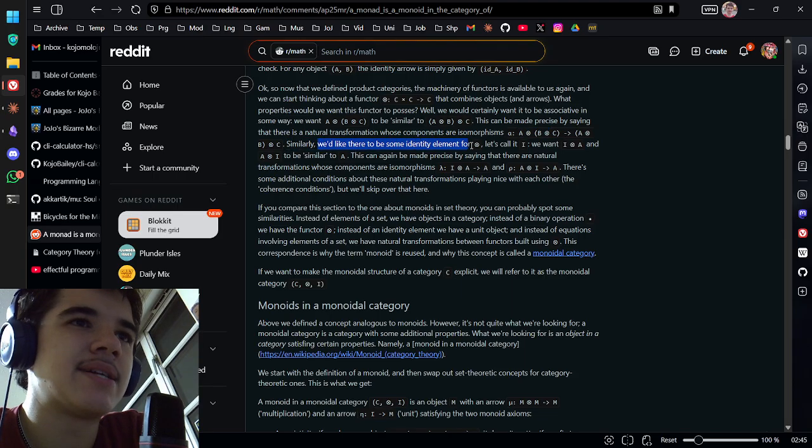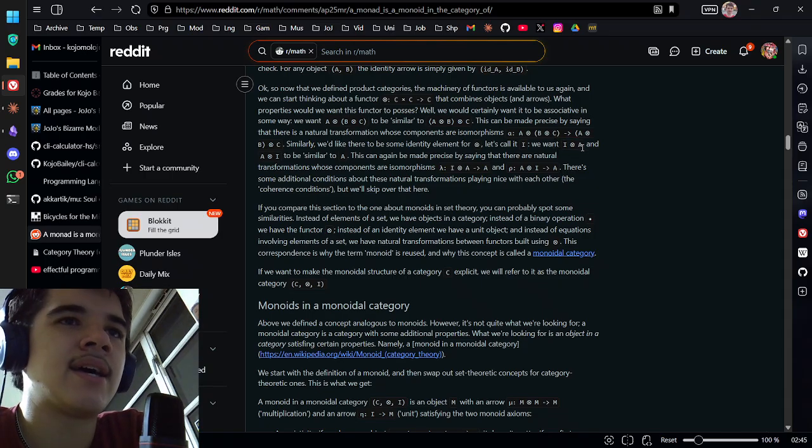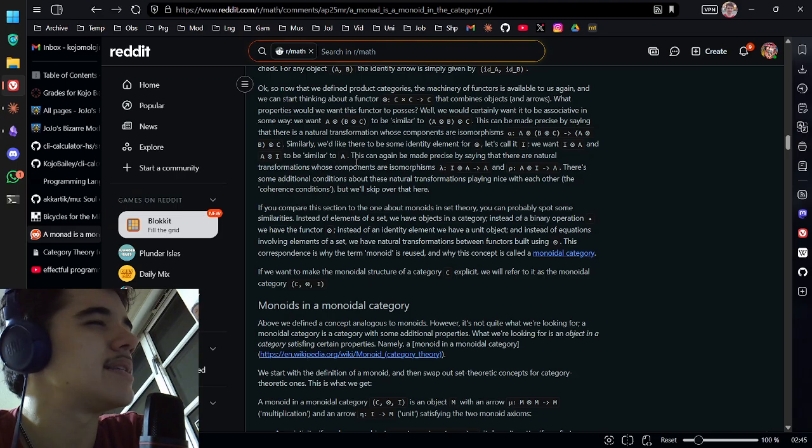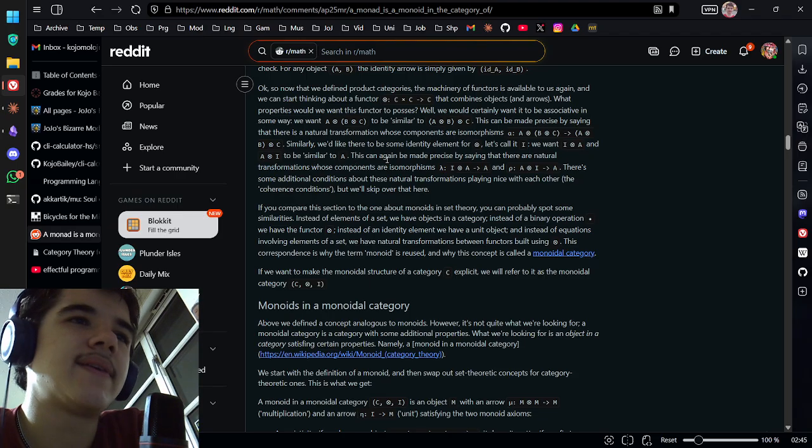Similarly, we'd like there to be some identity element for this. Let's call it I. Okay, I saw this in the diagram of monoids on Wikipedia, it had the I thing. We want I cross A and A cross I to be similar to A. But why similar, not equal? This can again be made precise by saying that there are natural transformations whose components are isomorphisms. So lambda, I cross A to A, and A cross I to A. Oh, so this is lambda and rho. Okay, now I understand that.